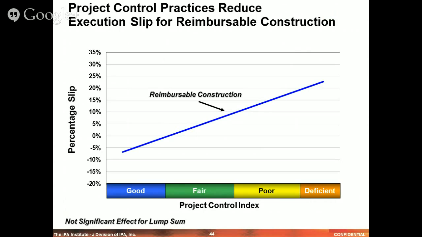And we see this more with reimbursable projects than with lump sum type of projects, obviously because under a reimbursable, the owner is responsible and is liable for cost overruns resulting from schedule slip. So a more robust project controls index is a clear predictor of more predictable schedules under this contracting format.